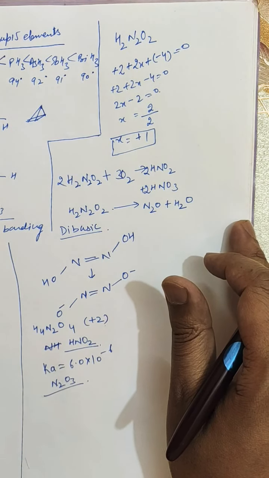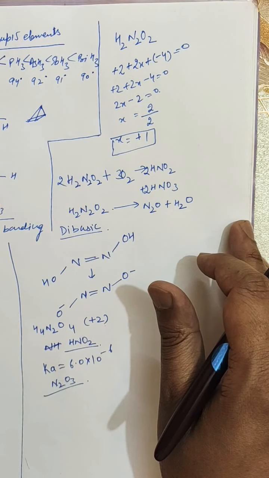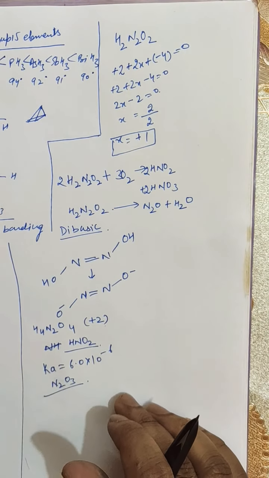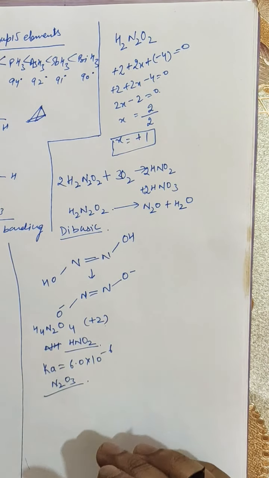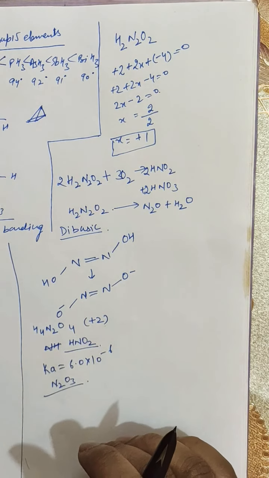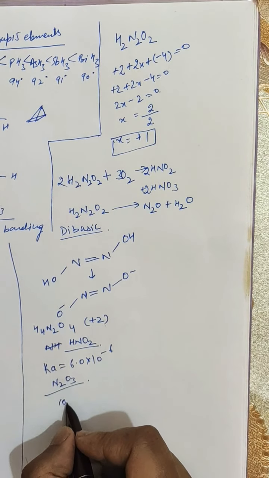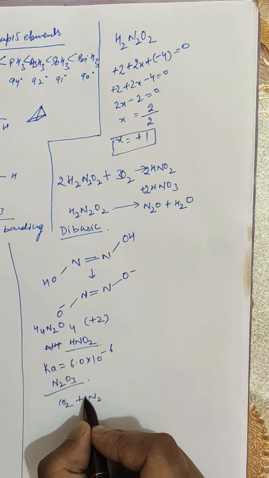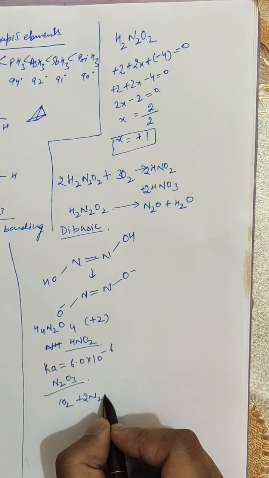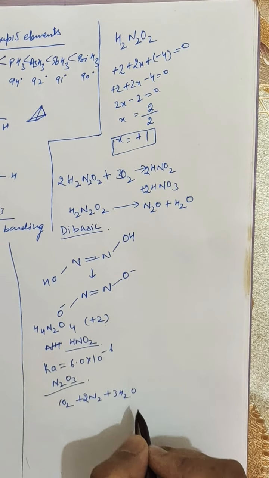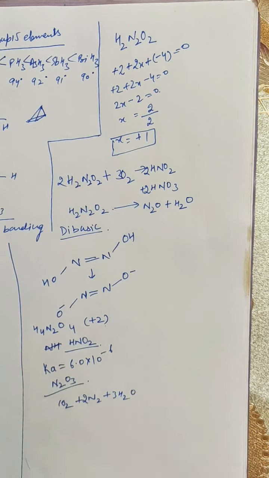Further, it acts as an oxidizing agent as well as a reducing agent, both, and it also reacts with organic compounds. When it reacts with urea, it results in the formation of carbon dioxide plus nitrogen plus 3 molecules of water. Further, this is the method.